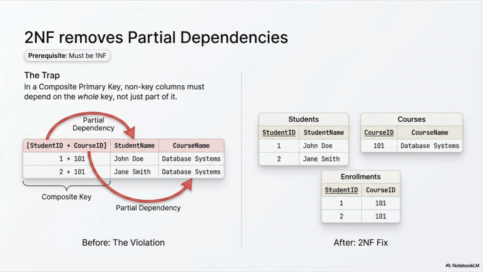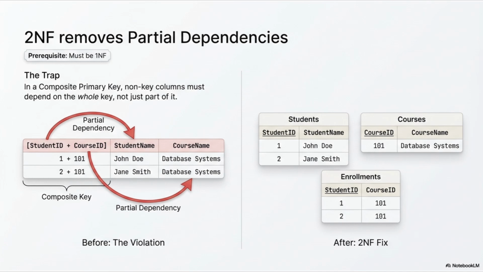Right. But in our new table, where Mike has 3 rows, what's the key? It can't be just student ID because Mike appears 3 times. And it can't be just course ID because 10 different people might take math. So it has to be the combination of them. Student ID plus course ID. Bingo. A composite primary key. The 2 together make a completely unique identifier for that specific row.